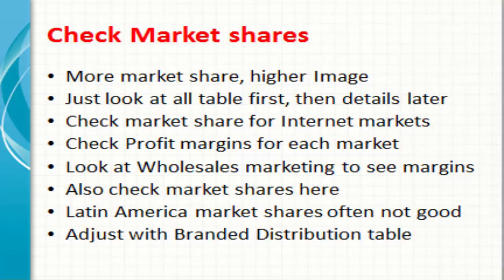We come back to branded distribution. So we need to distribute here. We come back to production. For example, I produce 500 here, so I have more to distribute in here. We have 793.